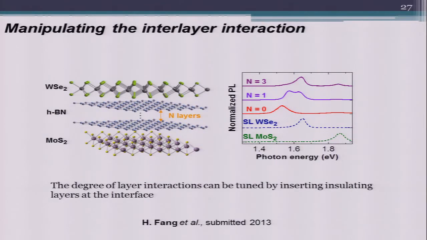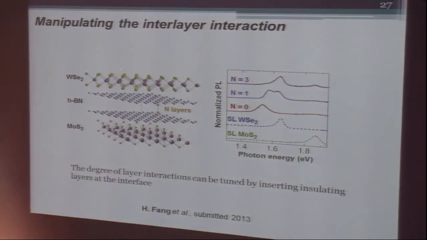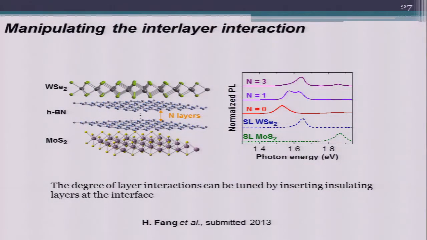We can also manipulate the interlayer interaction by putting different insulating layers in between. In this case, we inserted another layered material, which is boron nitride. Again, you can see the PL spectra of single layer moly sulfide, single layer tungsten diselenide, and N0 is basically a heterojunction between the moly sulfide and tungsten diselenide without any boron nitride. N is the number of layers of boron nitride. So that's what I showed you before. As you start to put boron nitride in between, you can prevent that interlayer interaction between the two material systems. So we can control the degree of interaction by putting an insulating layer.